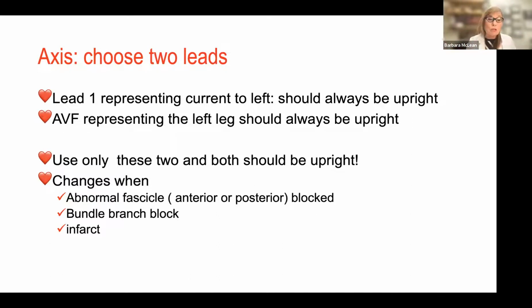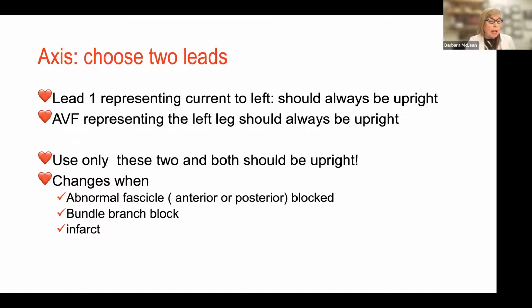Now, changes to direction occur when you have bundle branch block or you have fascicular block, either anterior or posterior. And changes occur when you have infarction. So it's really important to be able to do a quick look for the axis and say, I expect it to be upright in 1, that's my left hand pointing up, and upright in my foot, both upright. That's telling me normal axis.